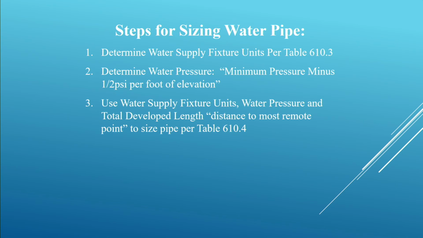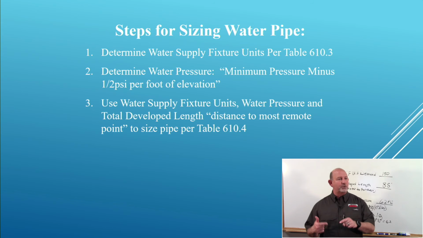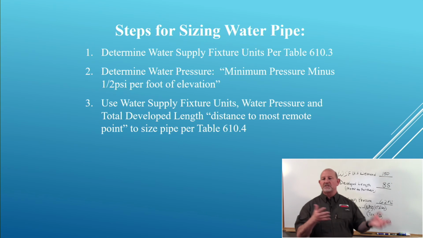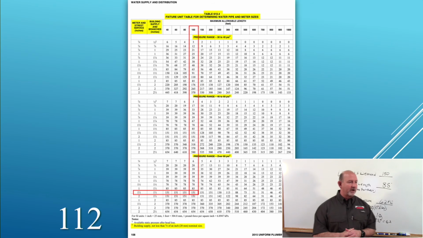And then step three, we use the water supply fixture units of 150, step one. The design pressure, step two, 62 PSI. And the total developed length, which they say is the distance to the most remote point. The table told us 85 feet. Now we take that and plug it into table 610.4, which is on page 112.